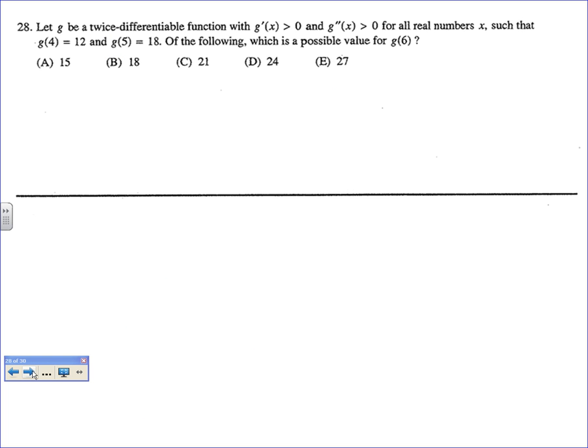Number 28 says we have a twice differentiable function, and we're told that the first derivative is positive, so that means that it's increasing, and the second derivative is positive, so it must be concave up. And it says that at 4 and 5 we know some values. So like at 4 we know that we're at the position 12, and somewhere down the line at 5 we know that we're at 18.